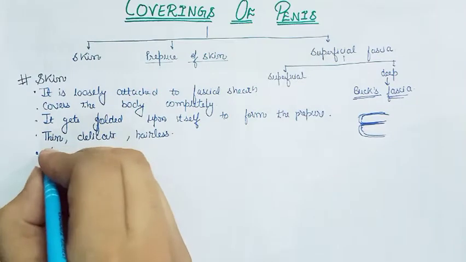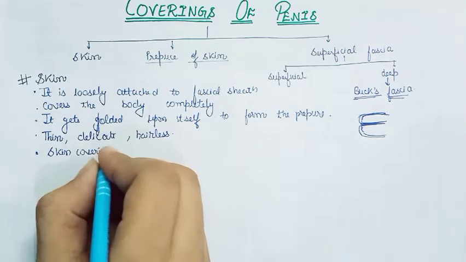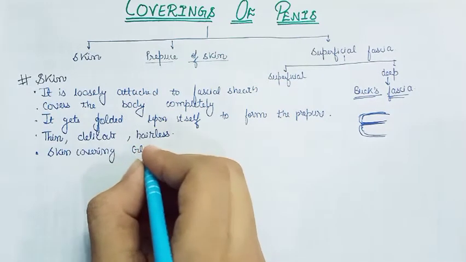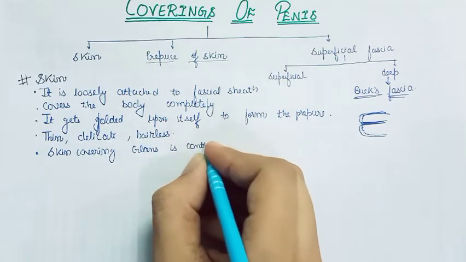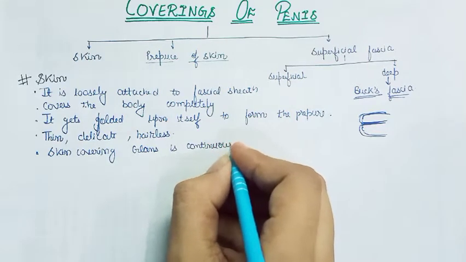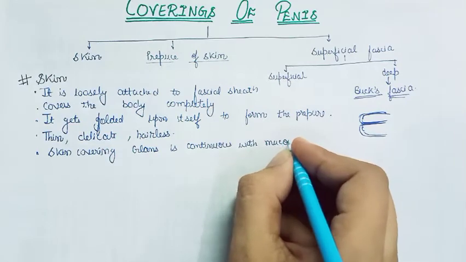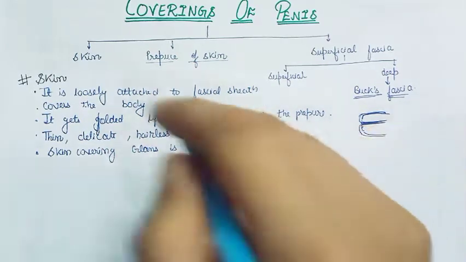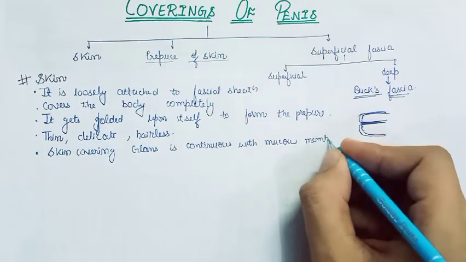So the skin covering the glans is continuous with the mucous membrane. See, the mucous membrane lining the inner part of the urethra, or the mucous membrane of the urethra.